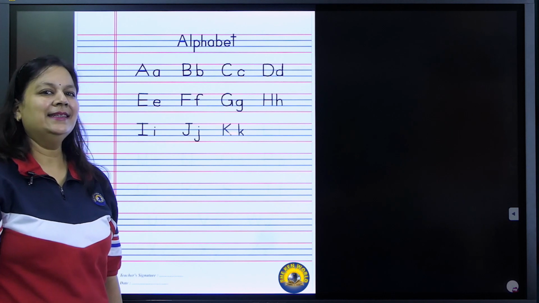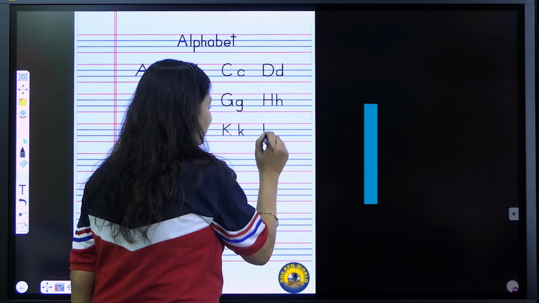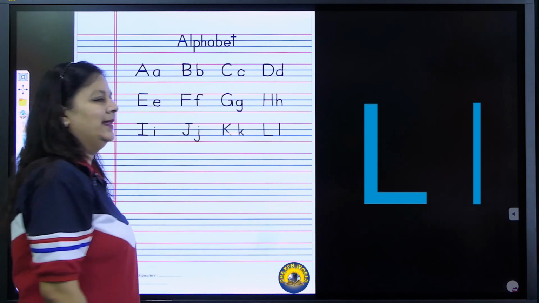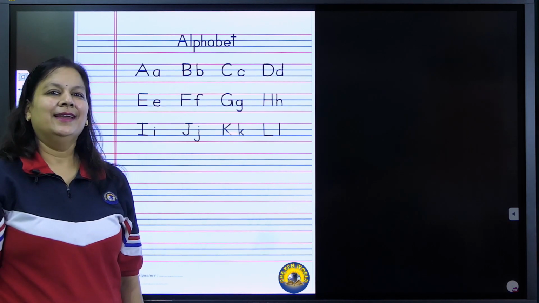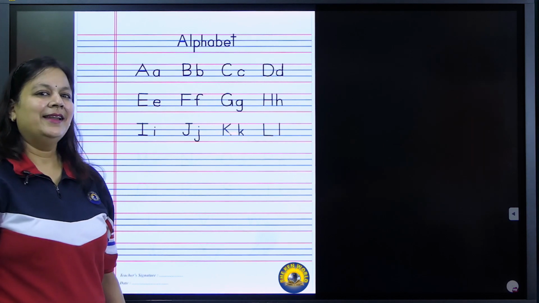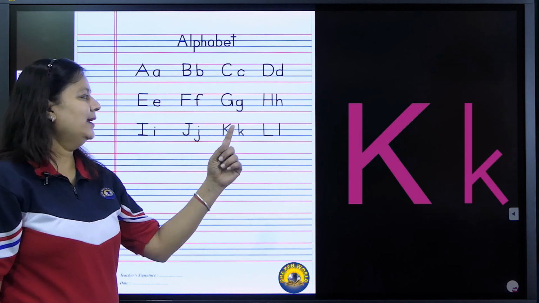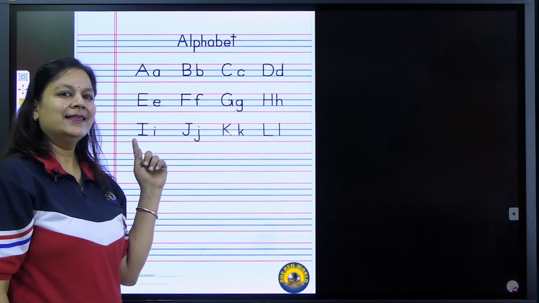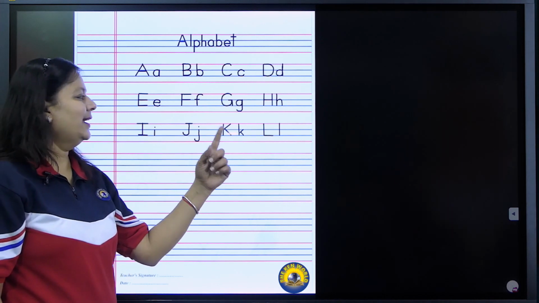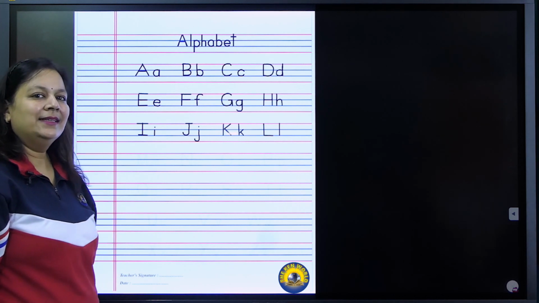The next letter is L. Uppercase L, lowercase L. Speak loudly. L, L, L. Let's revise. I, J, K, L. Say it again. I, J, K, L. Let's move further. The next letter is M.